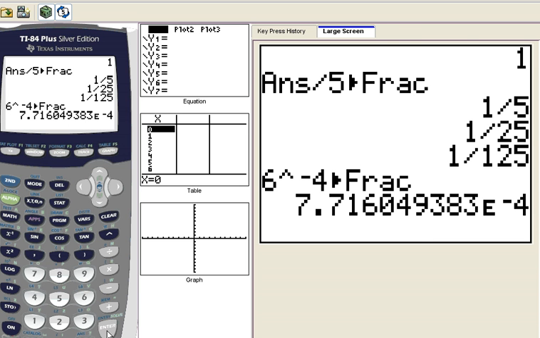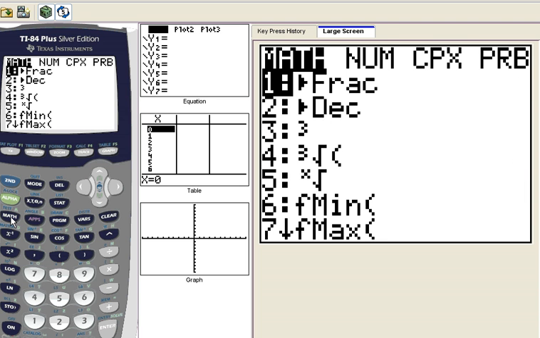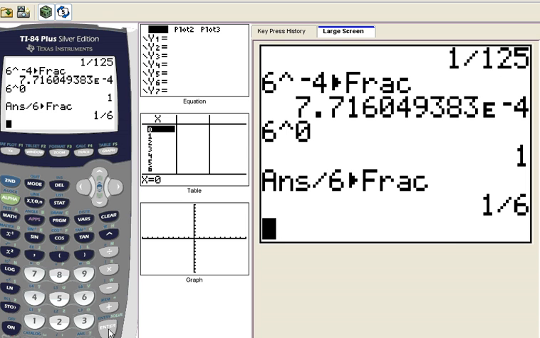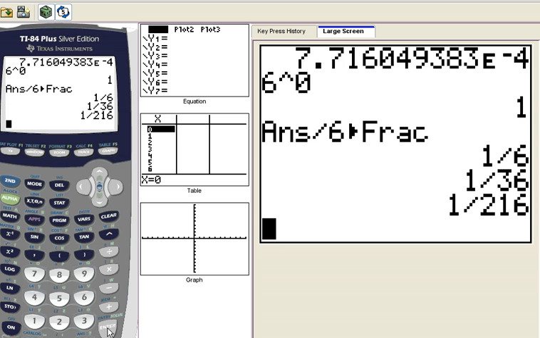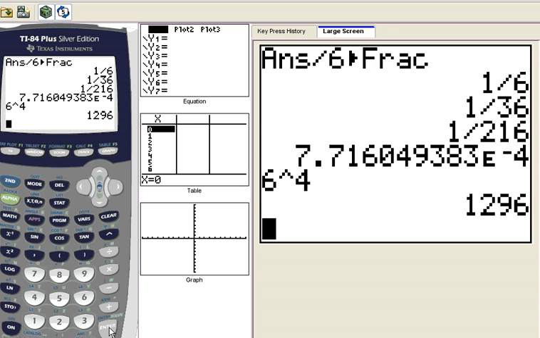Oh, that's given us scientific notation, which we don't want. So what I'm going to do to fix that is I know that 6 to the 0 power is 1. Now I'm just going to divide by 6 four times, and change it into a fraction each time. And so I get 1/6, that's negative first, negative second, negative third. And on that one, I get negative fourth, but if I just do 6 to the fourth power using a positive, it'll give me the number 1,296.